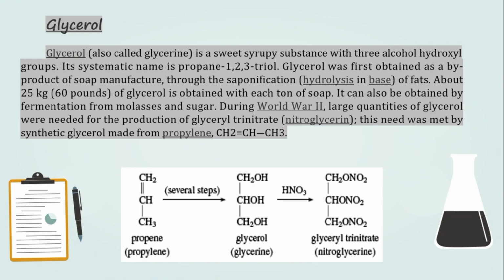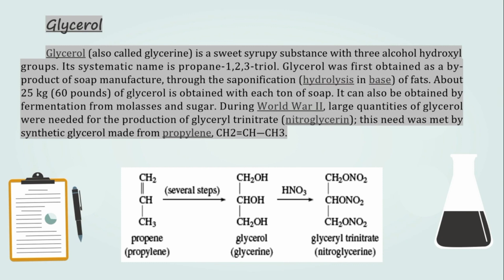Next is glycerol. Glycerol, also called glycerine, is a sweet syrupy substance with three alcohol hydroxyl groups. Its systematic name is propane 1,2,3-triol. Glycerol was first obtained as a byproduct of soap manufacture through the saponification, or hydrolysis in base, of fats. About 25 kilograms, equivalent to 60 pounds, of glycerol is obtained with each ton of soap. It can also be obtained by fermentation from molasses and sugar.